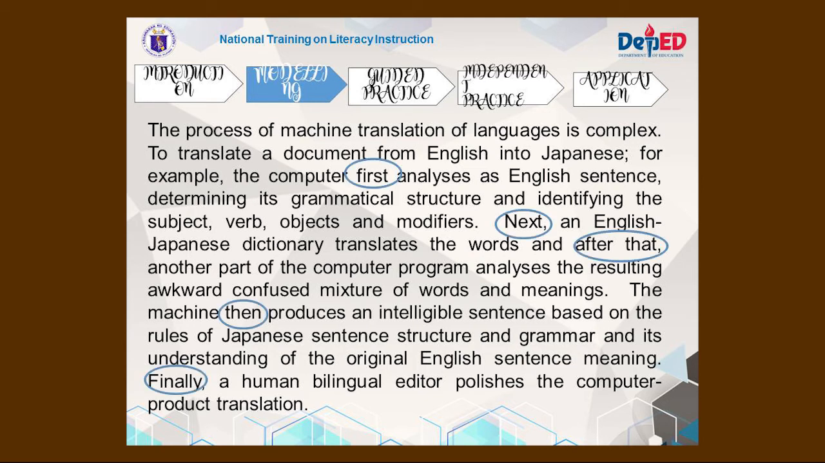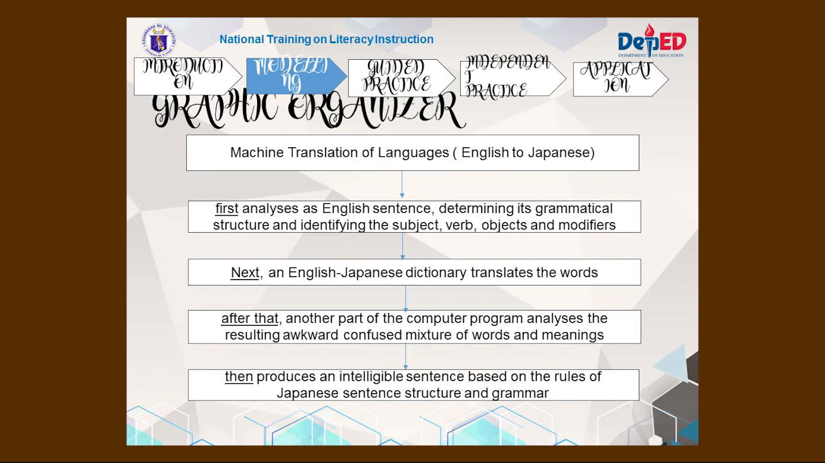I will locate the signal words. First, next, after that, then, finally. Okay, class, there are 5 signal words that pertain to 5 events in this example text.